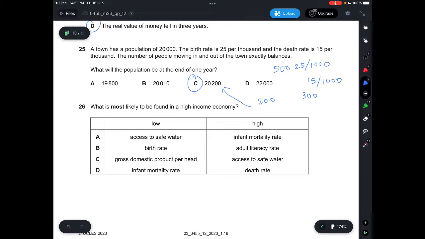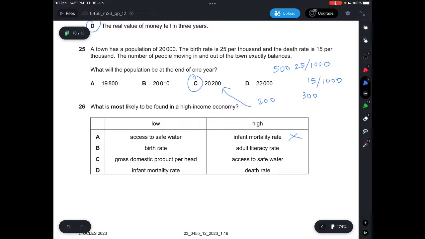Question 26, what is most likely to be found in a high income economy? Okay, for A, it says low access to safe water and high infant mortality rate, which is not correct. If you have low access to safe water, you would basically be a low income economy, because first of all, you don't even have proper infrastructure to deal with people's health. And the fact that you have a high infant mortality rate adds to the equation as well and makes matters worse. And B says low birth rate and high adult literacy rate.